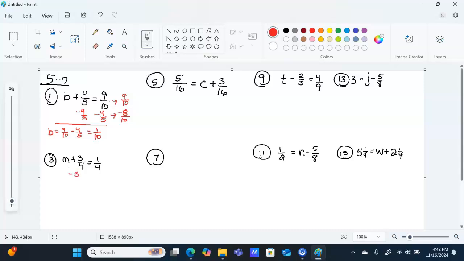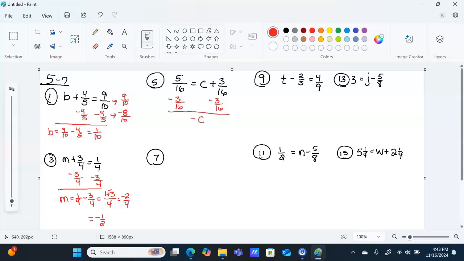On this one, I will subtract 3/4 from both sides. So we're going to get m equals 1 over 4 minus 3 over 4, which is 1 minus 3 over 4. Change your signs and add, and you're going to get negative 2 over 4, which will reduce to negative 1/2.